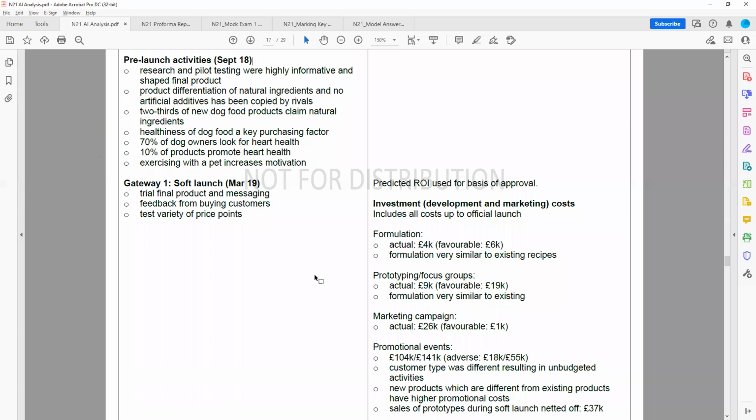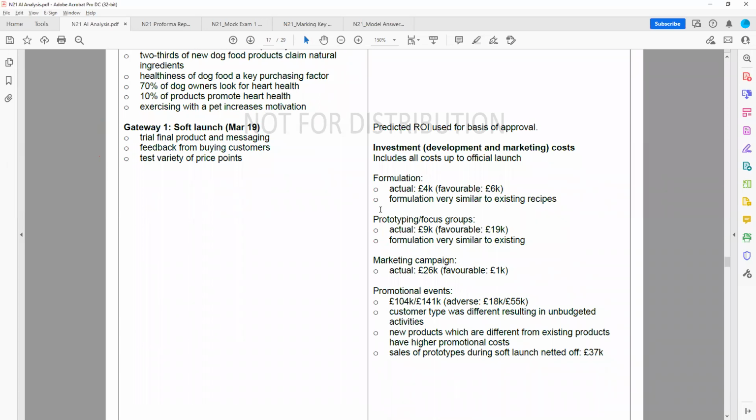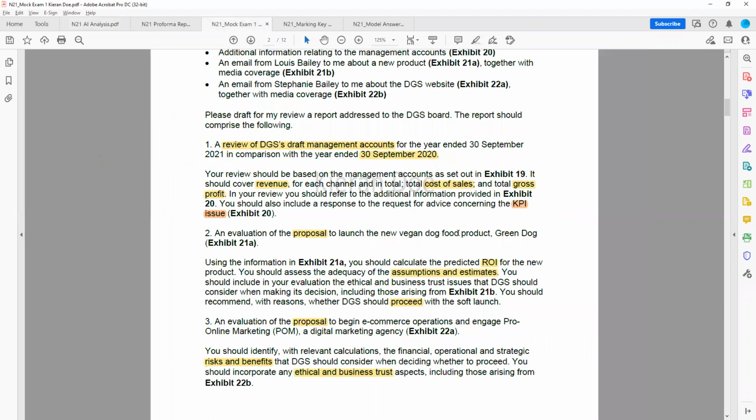Now, of course, what we were told was a lot of information about what had happened previously when they'd launched products. And we were given examples of typical costs, and we were explained why they were higher or lower than estimated. Now, of course, that's going to be very useful because, as I said, if you think about what we're doing in requirement two, yes, we're doing a calculation, but we're going to question the assumptions. We're going to challenge the assumptions, but we need something to challenge them to.